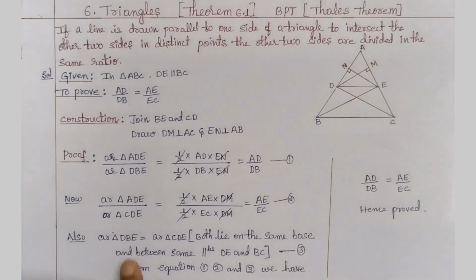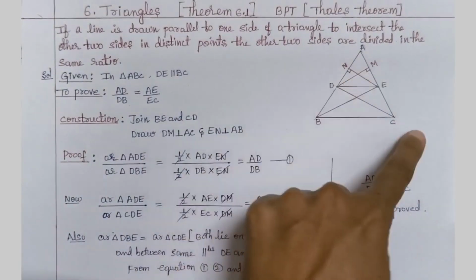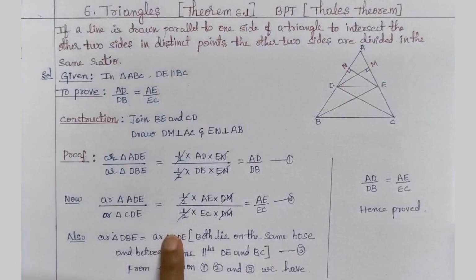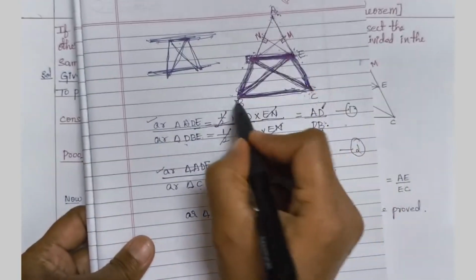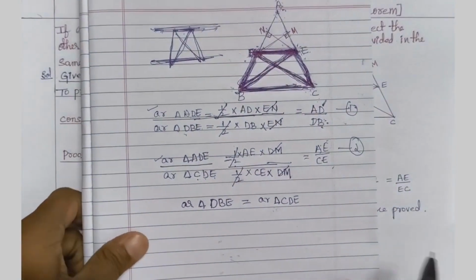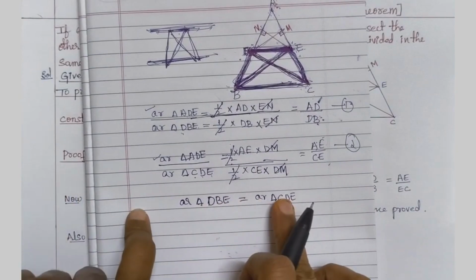Now you can write the point here. What is the point? This triangle's area is equal to this triangle's area. That is, the areas of triangle DBE and triangle CDE are equal. What is the reason? Both are standing on the same base DE and between the same parallels DE and BC. So these two triangles' areas are equal.